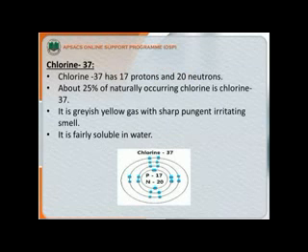Chlorine-37. Chlorine-37 is the isotopic form of chlorine that has 17 protons and 20 neutrons. About 25% of naturally occurring chlorine is chlorine-37. It is grayish yellow gas with sharp, pungent, irritating smell. It is fairly soluble in water.